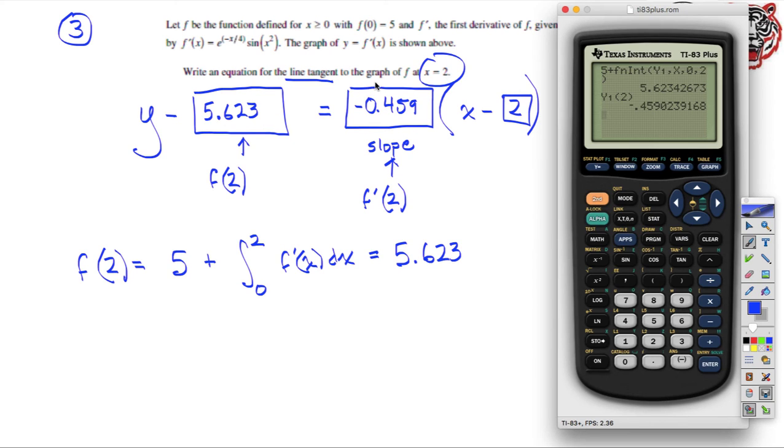Is there any other hard problem on here? Nope, all of the other ones are pretty simple. So the next problem, number 4, is very similar to this problem, and 5 and 6 are similar to number 1. So good luck on the homework.